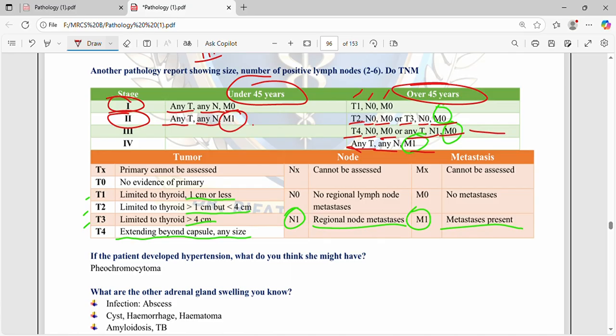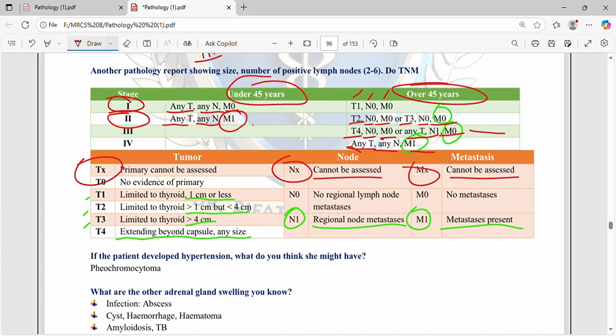So primary cannot be assessed, so it is TX. No evidence of primary. Limited to thyroid, 1 centimeter or less, it's T1. Greater than 1 centimeter but less than 4 centimeter, it's T2. Greater than 4 centimeter, it's T3. And T4 is extension beyond the capsule, any size. No regional lymph nodes is N naught. No metastasis is M naught. N1 is regional lymph node metastasis, and metastasis present is M1.